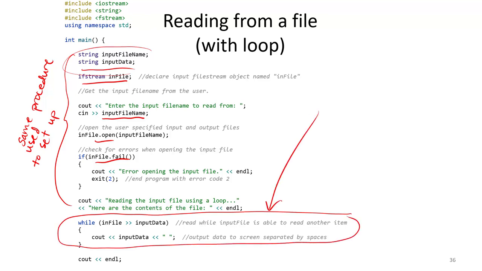Here's where our loop comes in. Notice we have a while loop, and as long as we are able to read the next item from the file, then we output that item back to the screen. Let's quickly run this in CLion so you can see how it works.